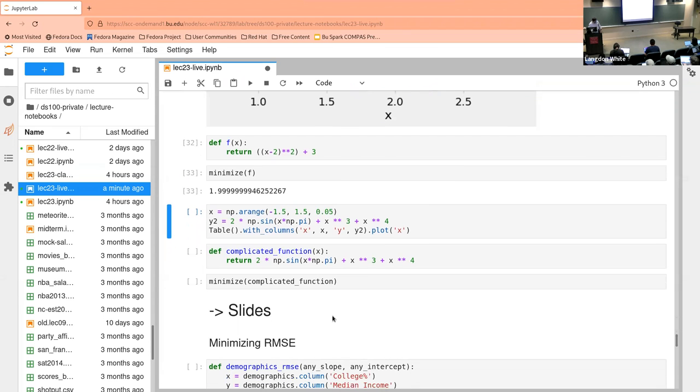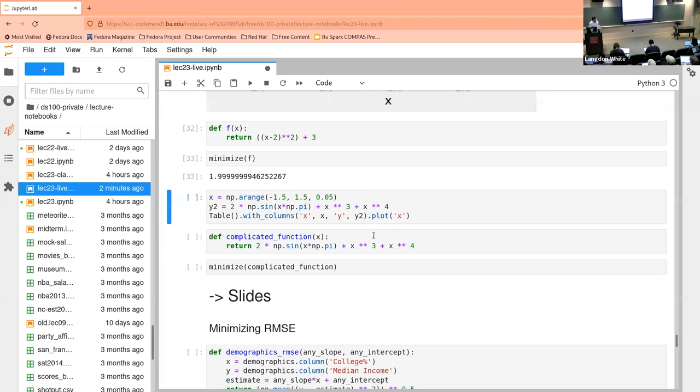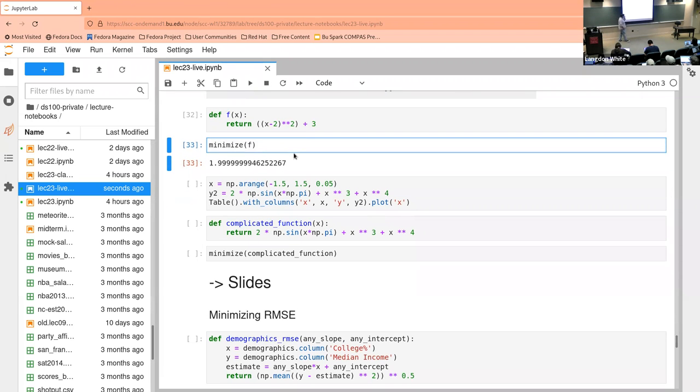So now, let me see if this is... and then we can minimize to get our simplest form. Wait, why didn't this give me two numbers? But if I can give the minimize function a mechanism to calculate the y values, it can figure out what the slope-intercept combination are. But I feel like it's supposed to give me an array. So I may have to touch that next time we come back, because I don't know why it's not giving me two values.